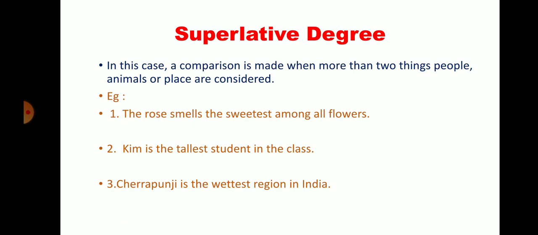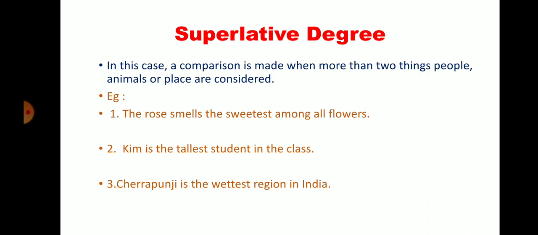Now flowers, if you see, the species of flowers will be many. It may go into thousands or millions also. So among all the species, the rose smells the best. Okay. Then, Kim is the tallest student in the class. In the class, how many students may there be? They may be 100, they may be 50, they may be 80. So it's not a comparison between two, it is a comparison between many.